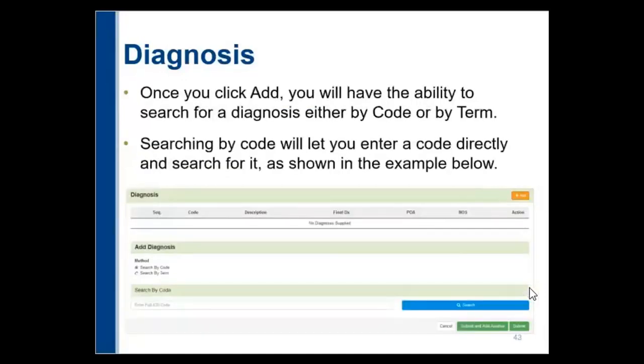Once you click the add button, the system will ask you if you want to search using a code or a term. If you know the ICD code, you can enter it in the box and click the search button. And if you do not know the code, you can select the radio button next to search by term, and this will allow you to enter any kind of word or words into that search box and search that way.